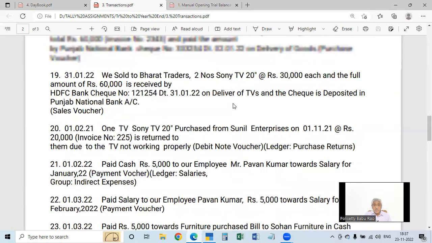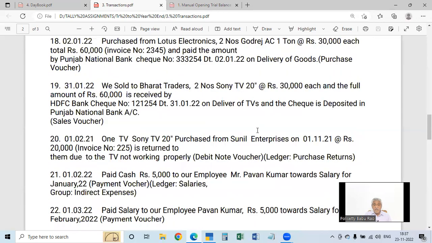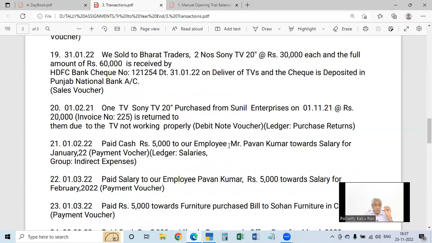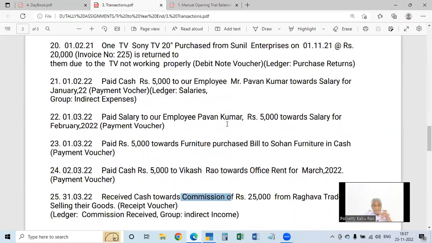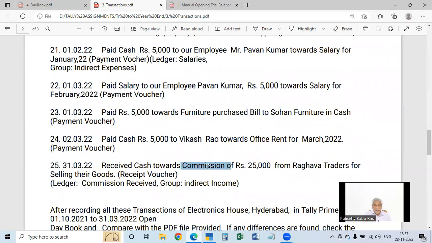I did not tell you, we paid the freight on purchases. The group will be direct expense, as I told you already. But salaries will be indirect expenses, not related to production or goods. So it is to be taken under indirect expenses. And here, commission received is income. It is taken as indirect.